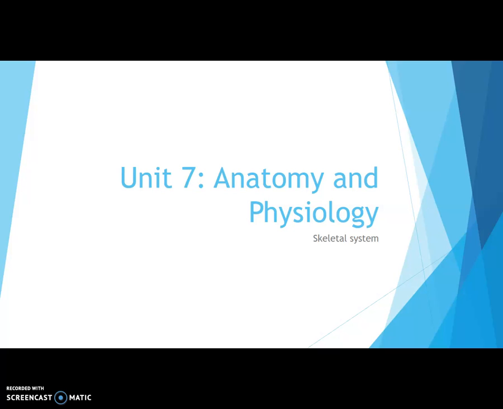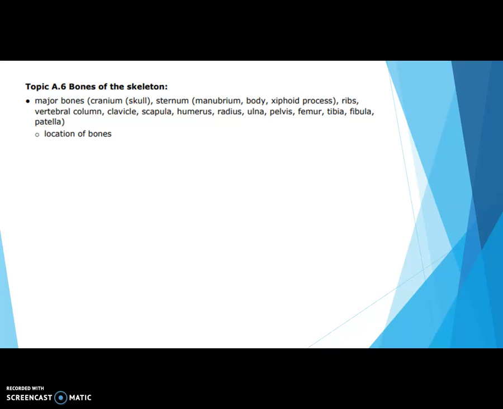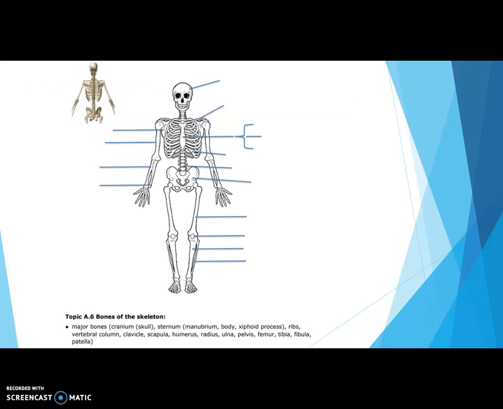Now what we need to look at is the skeletal system. Part of your specification is you need to know the bones of the skeleton and how to locate where they are on a skeleton as well. So in class I gave you a worksheet that looks similar to this. We are going to go through it now, and then when you come into the lesson you're going to be tested on these bones, so make sure you get them down in the correct place, and also make sure you are pausing when you need to pause, rewinding, etc.